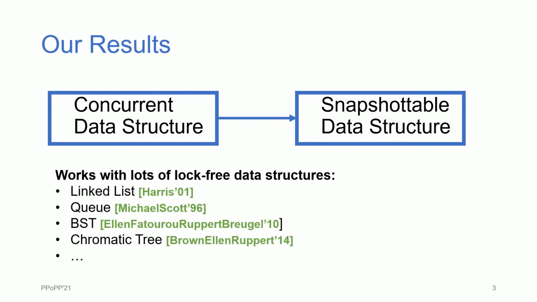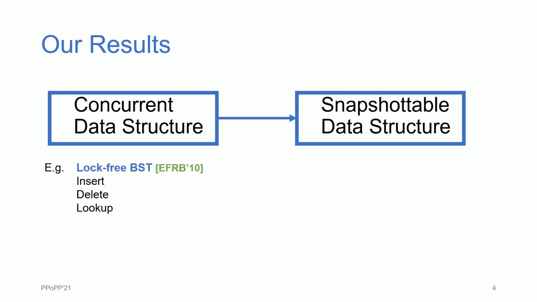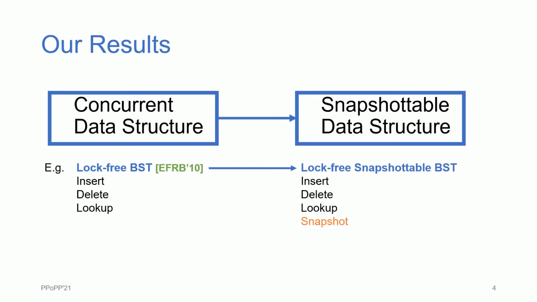This technique works on almost all lock-free data structures that we are aware of, and some examples include Harris's linked list, Michael and Scott's queue, and several lock-free binary search trees. As a concrete example, I'll focus on the EFRB-BST by Ellen, Fatourou, Ruppert, and van Breugel. Originally, it only supports insert, delete, and lookup, and our transformation adds an additional snapshot operation to it.